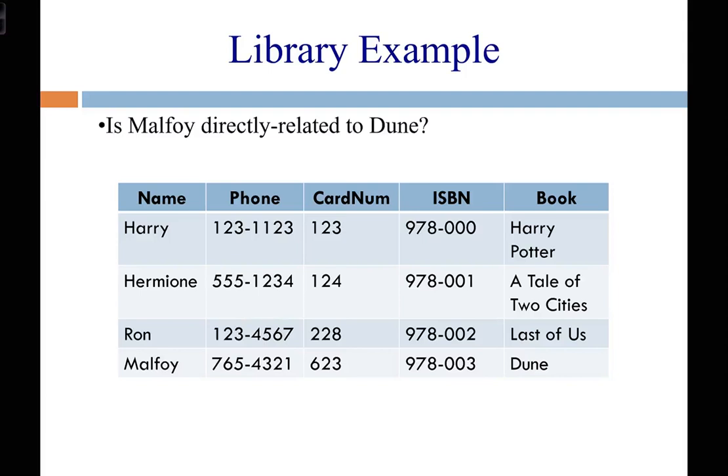So I said a relational database separates related data into different tables. Is Malfoy directly related to Dune? No. Dune is a book, Malfoy is a person. Yes, in this table they are related in some way. Malfoy has checked the book out, but not directly. The book is a separate entity that can exist without any person. So no, they are not directly related, only indirectly. This means this is not a good relational database. This is not a proper relation.